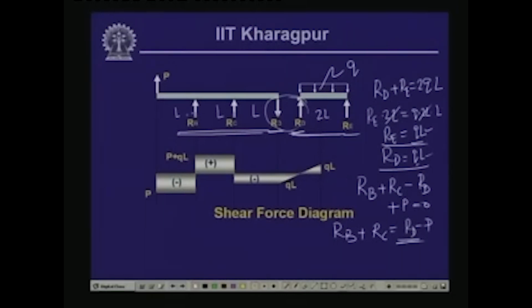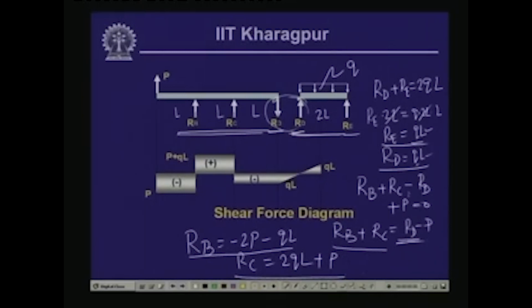Now, if you take the moment of all the forces with respect to this, then you get another equation for RB and RC, and correspondingly we get the value of RB as equal to minus twice P minus QL, and the value of RC as 2 QL plus P. So, these are the values of the reactive forces. This is RB, this is RC, RE is equal to QL, and the shear force which acts in the articulation is equal to RD, which is equal to QL.